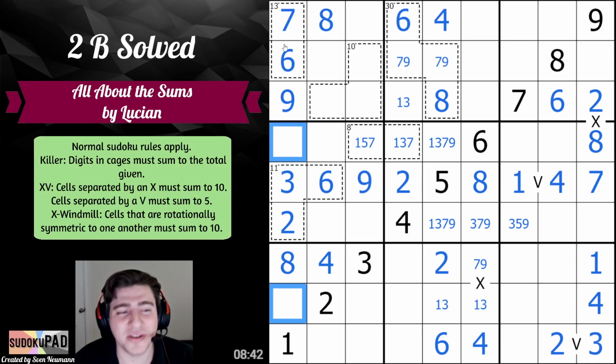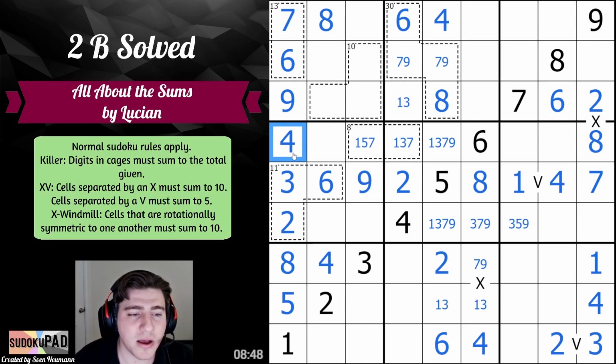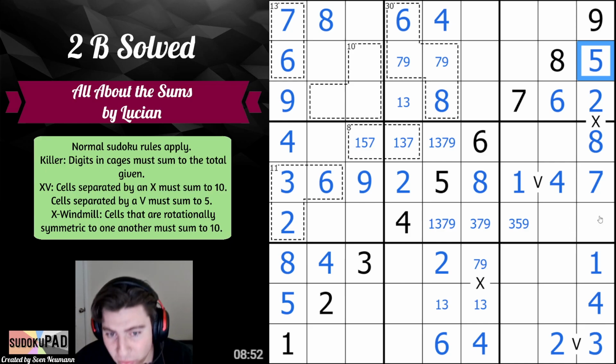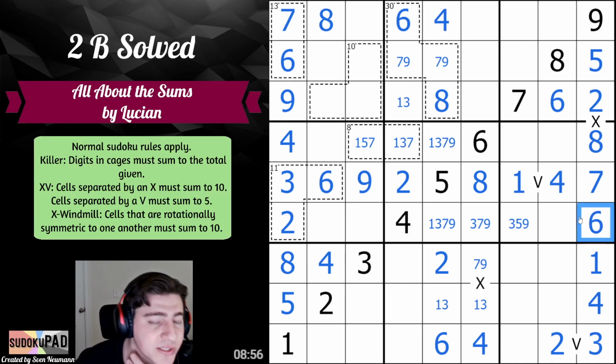So here, you'll notice that we're missing 4, 5. We can get 5 here, 4 here. In the same way, right, we can use our symmetry. We don't even have to think about what we're missing because the symmetry has done the work for us.